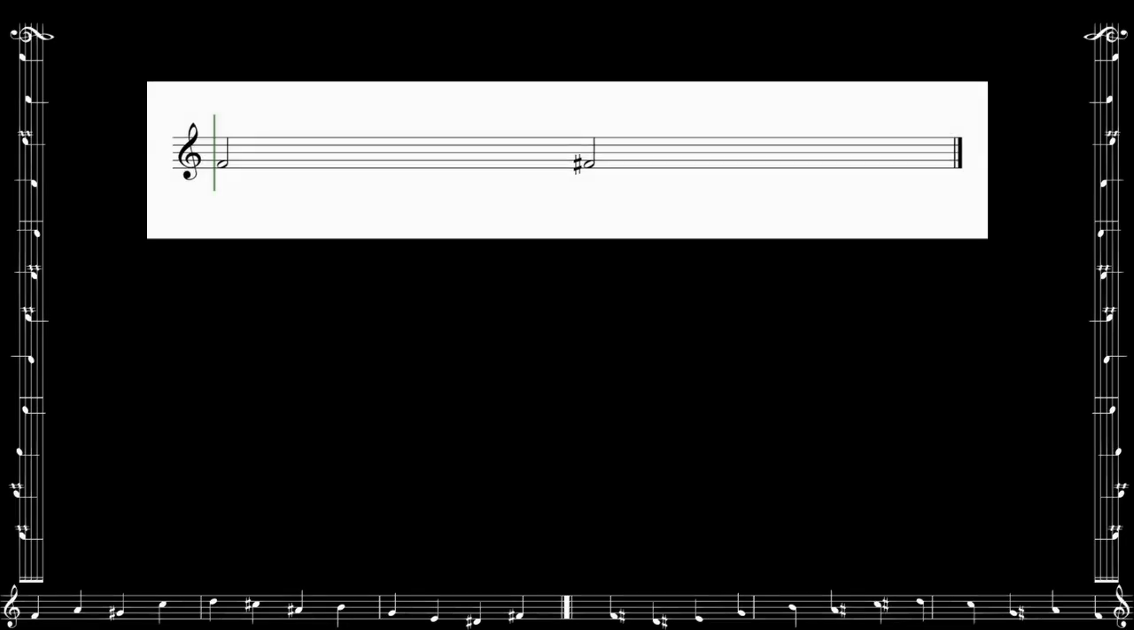Flats refer us to the pitch a half step below the given letter. Here's F and F flat.